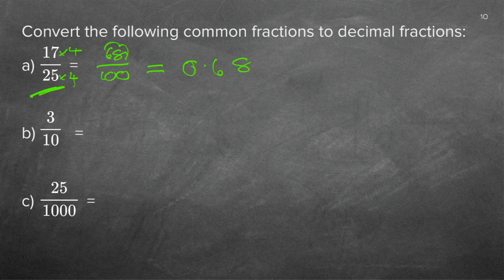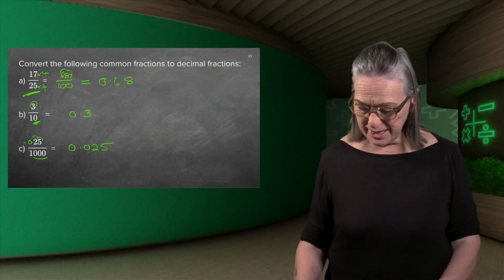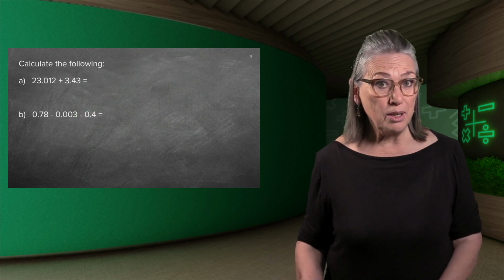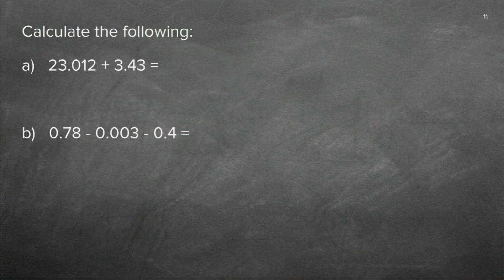3 over 10, it's easy, it's in a denominator of 10, so our answer will just be 0.3. And this one as well is in a denominator as a power of 10, so we're going to divide it 1, 2, 3. So it's going to be 0.025. Cool.